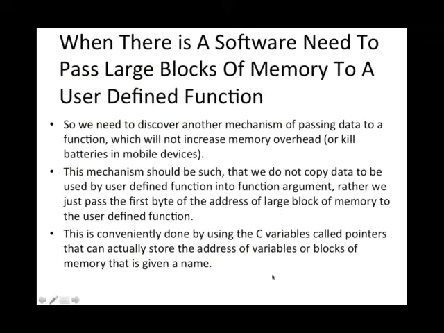And this is conveniently done by using a C variable type called pointers. Pointers can actually store the address of variables or blocks of memory that have a name. So if you have a string that has a name, if you have the Bible stored in a string that has a name, if you have an array, list, linked list, those have a name.